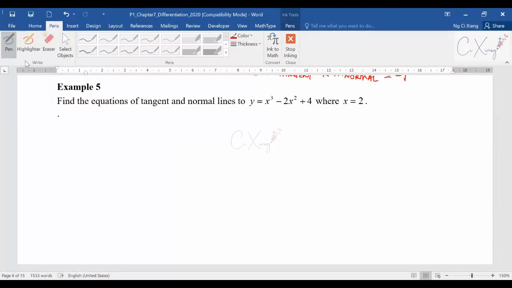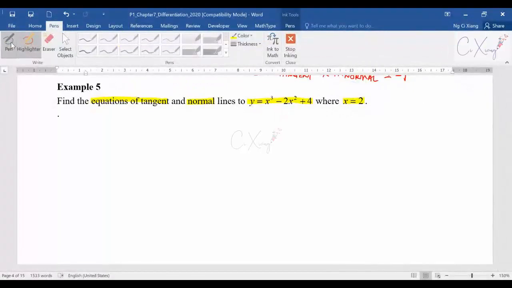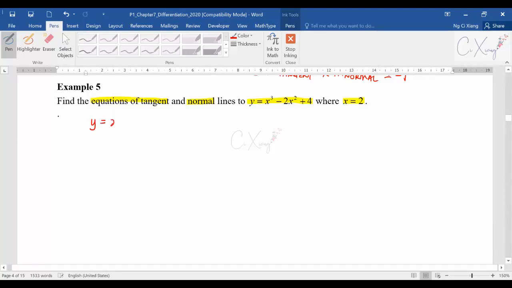Right, so first they want you to find the equation of tangent and also the equation of normal to this line at this point. You see that they will definitely give you the value of x. So how to form the equation of tangent and normal? Alright, when you see the keyword equation of tangent or equation of normal, generally what you need to do first is the differentiation.